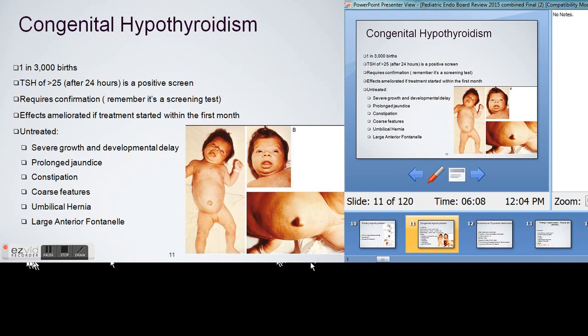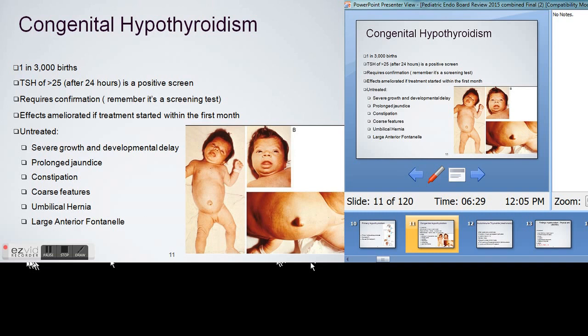Remember, this is only a screening test, so we have to do a confirmatory test. For the confirmatory test, we usually do a TSH and a free T4. That's where we can see how much thyroid hormone the baby is producing and how high the TSH will be.